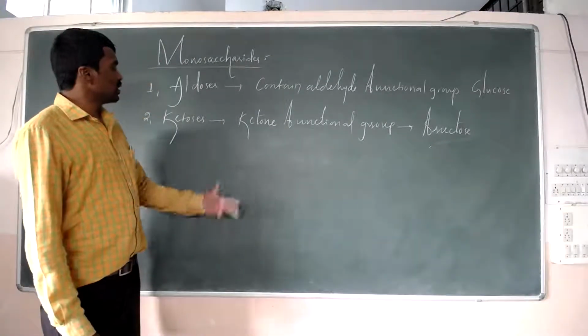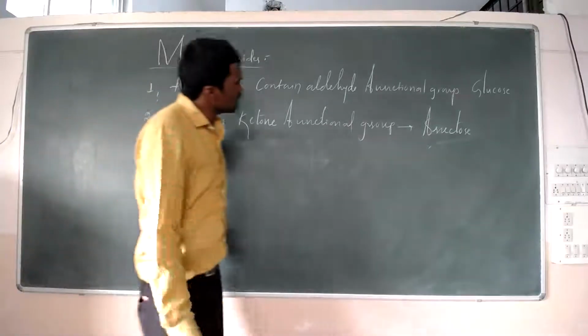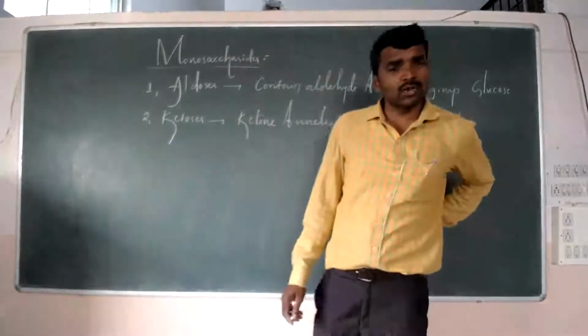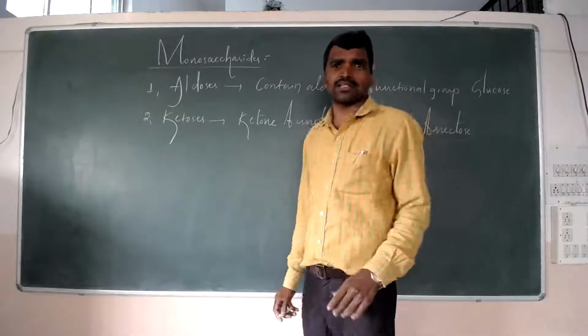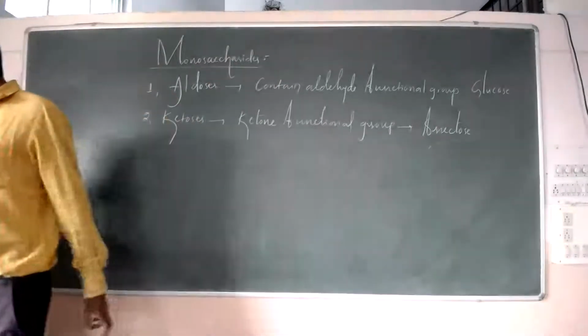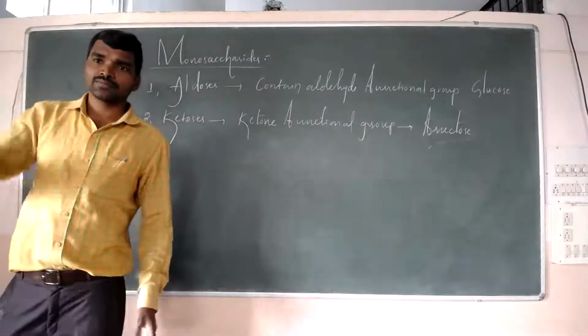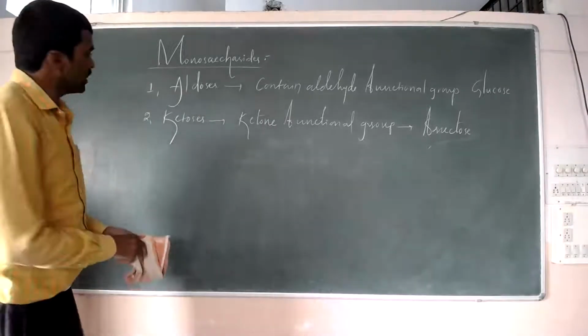So aldoses and ketoses are classified depending only on the functional group. Is there no other classification? Yes, there is another classification also: reducing and non-reducing sugars.